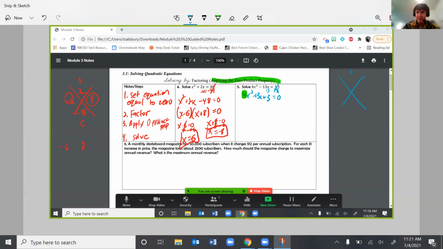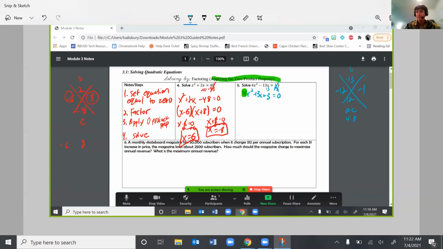We're still going to find two numbers that add up to b, which in this case is negative 13. But for the bottom, it needs to multiply to a times c, which in this case is 4 times 3, which is 12. I need to find two numbers that multiply to 12 and add to negative 13. 12 and 1 would be 13, but we're going to do negative 12 and negative 1 so they add to negative 13. So now with 4x squared, we're just going to split the x into negative 12x minus 1x plus 3 is equal to 0.